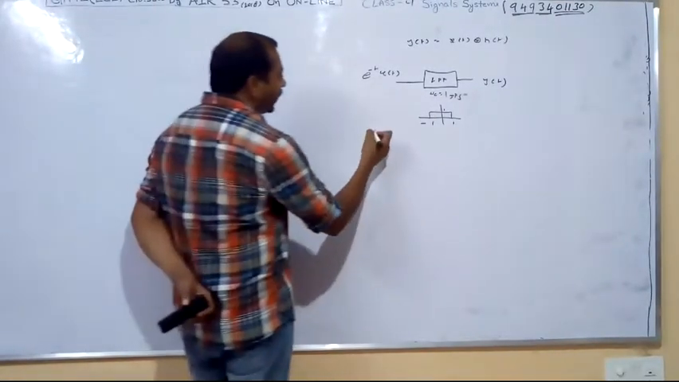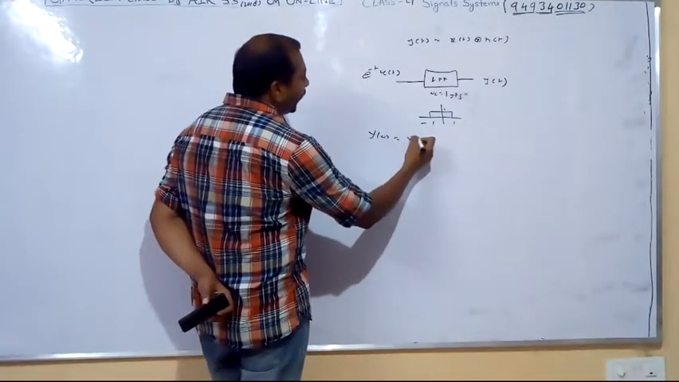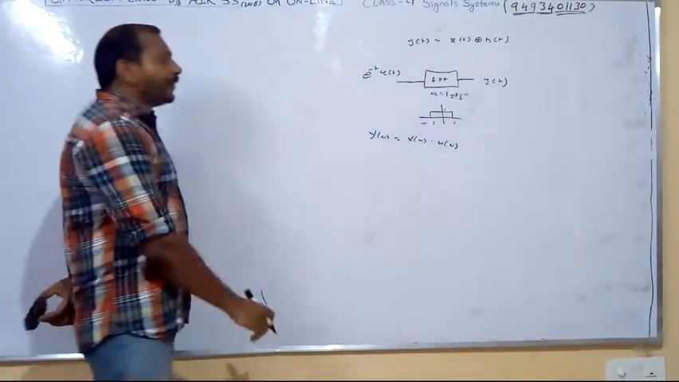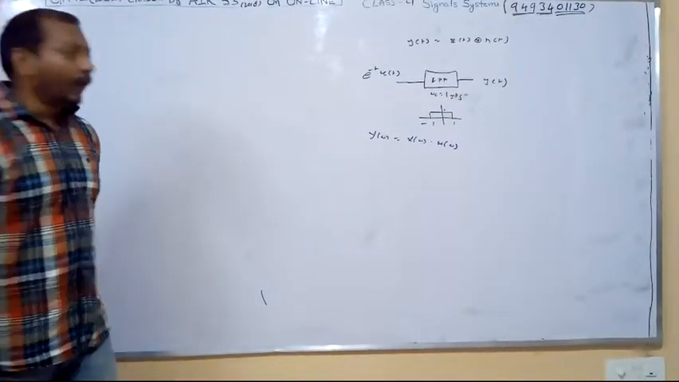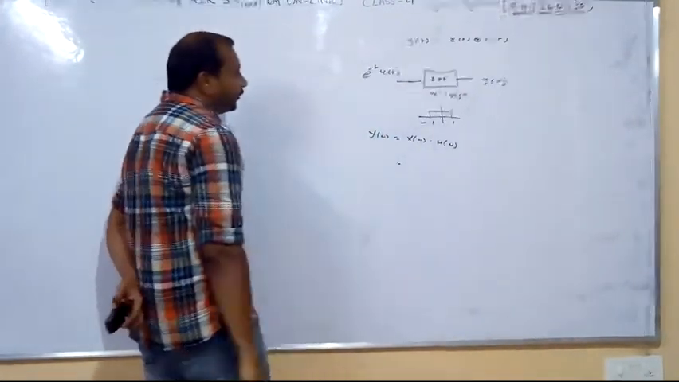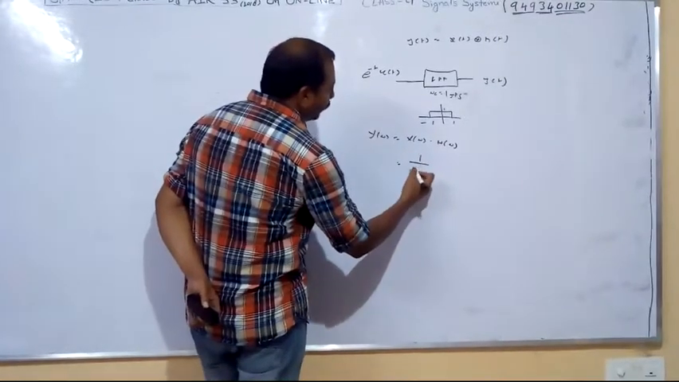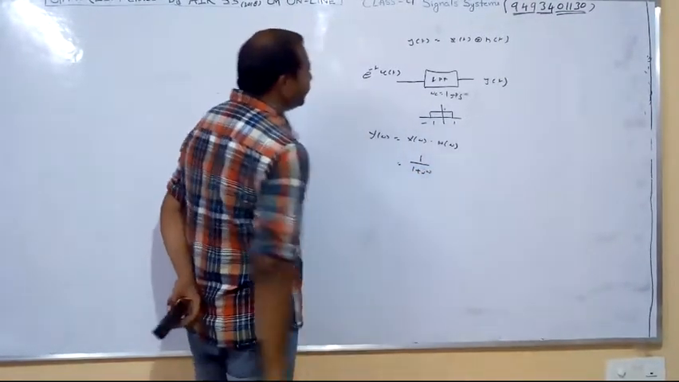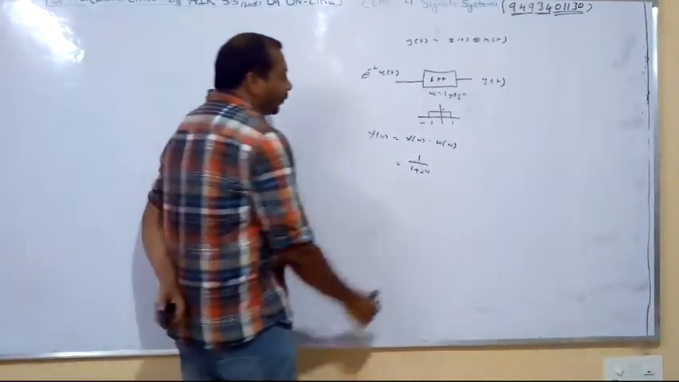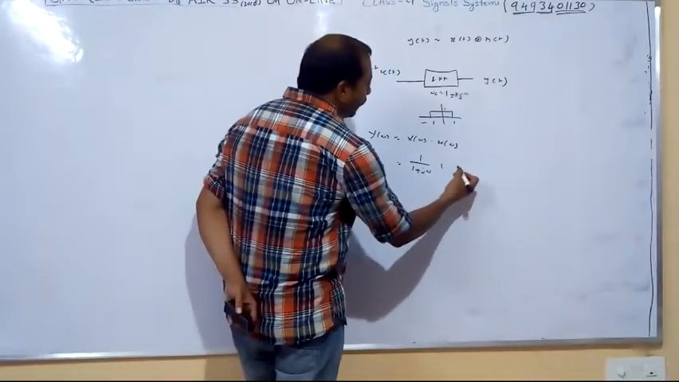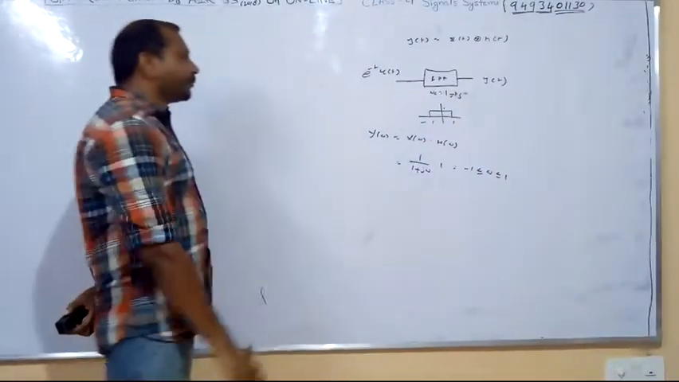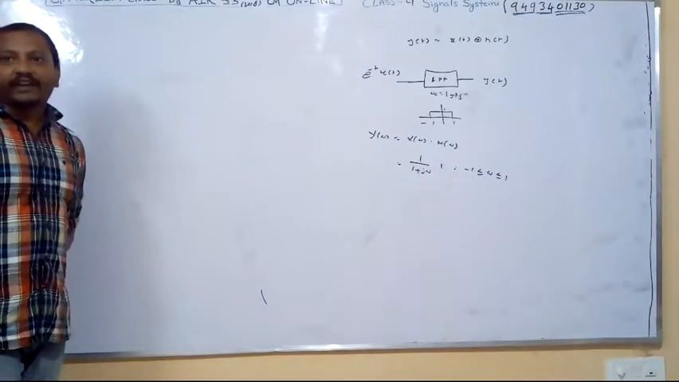That is nothing but Y of omega equal to X of omega into H of omega. Here H of omega is equal to 1 from minus 1 to 1. Our signal e power minus t u of t has the Fourier transform 1 by 1 plus j omega. So 1 by 1 plus j omega into H of omega, which is 1 for minus 1 less than or equal to omega less than or equal to 1. It exists only for minus 1 less than or equal to omega less than or equal to 1.